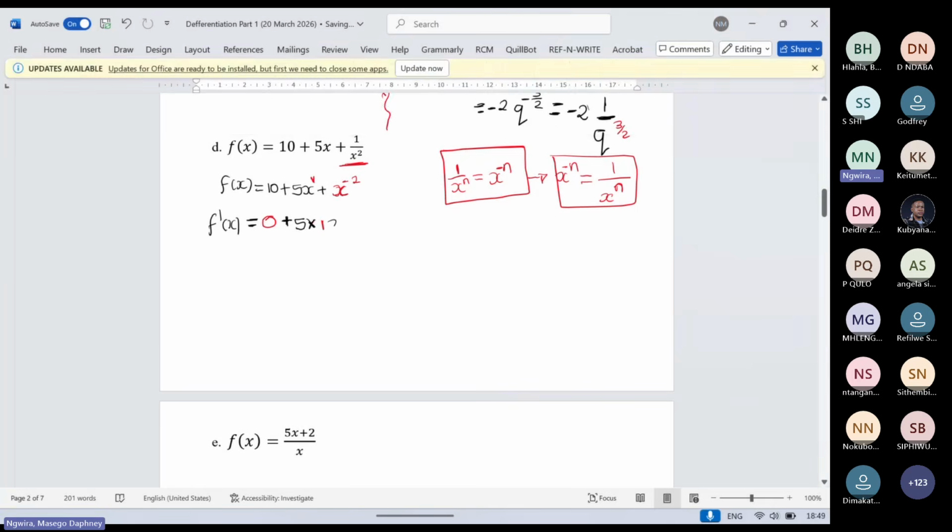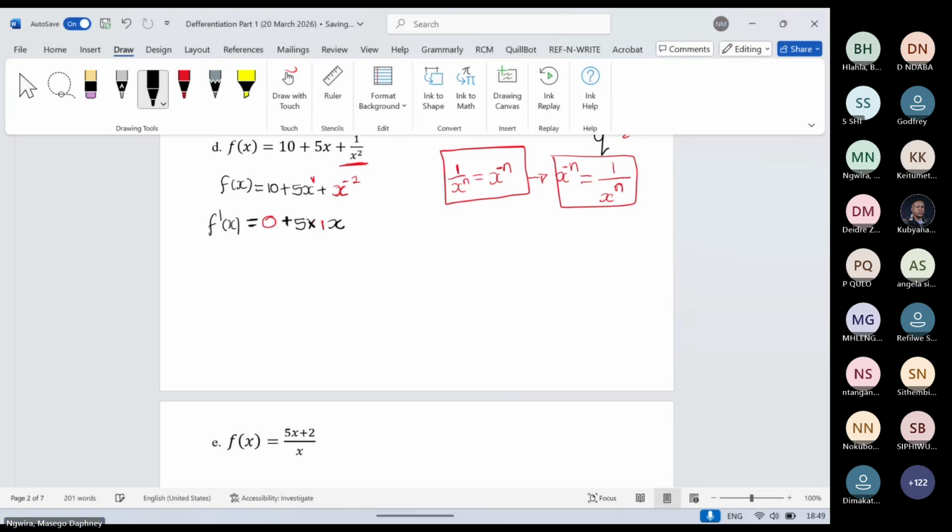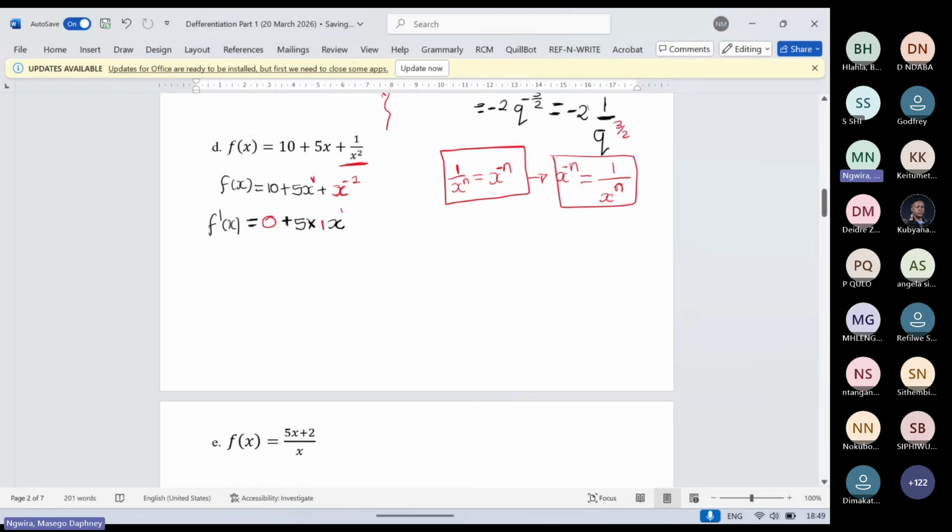Why am I saying plus? This is x to the power of this 1 minus 1. I am differentiating this one. This is the same as k, x to the power of n. When you differentiate, it's going to be k times n, then x to the power of n minus 1. That's what I'm doing here on this one with 5x.